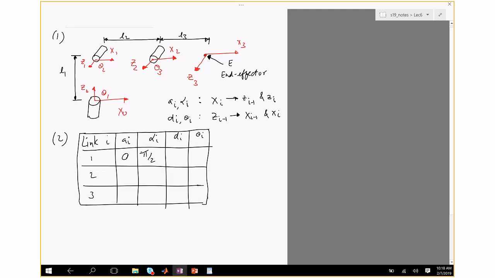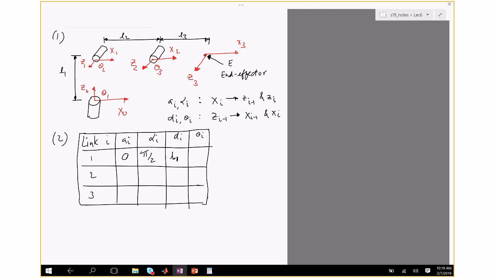X0, X1 along Z0. So L1, and then the angle between X0 and X1 along Z0. Okay. Now if you look at the figure there, it looks like the angle is 0, right? This is on top of this. The angle along this is 0.